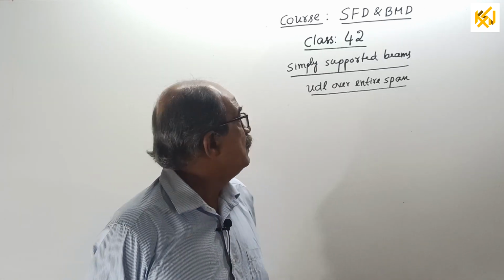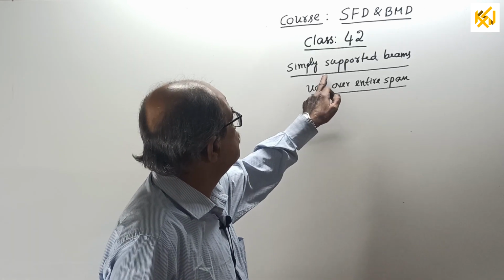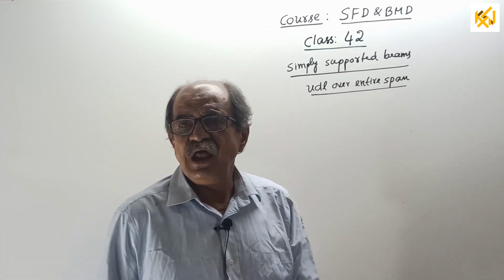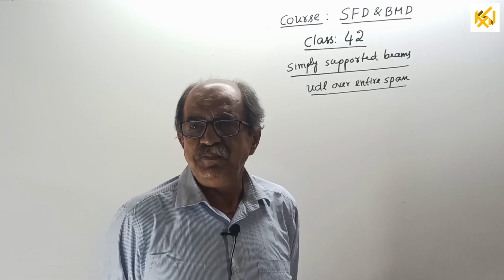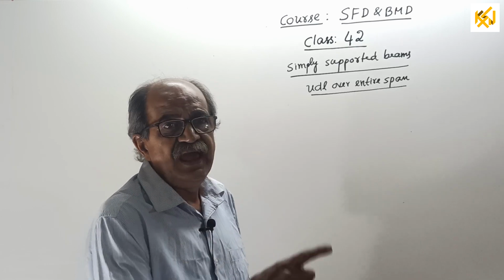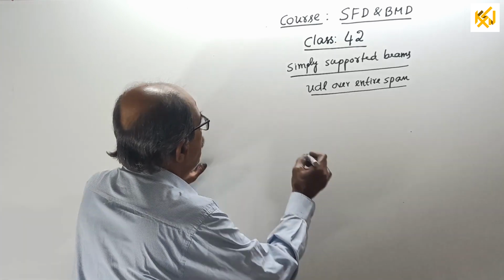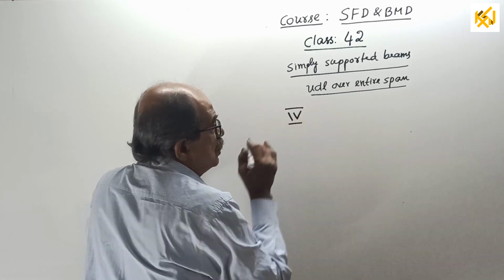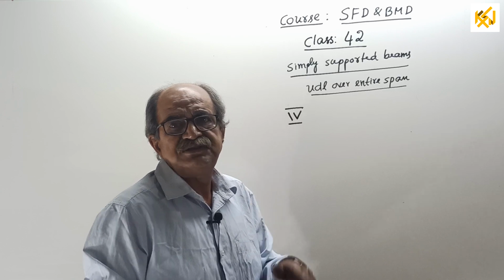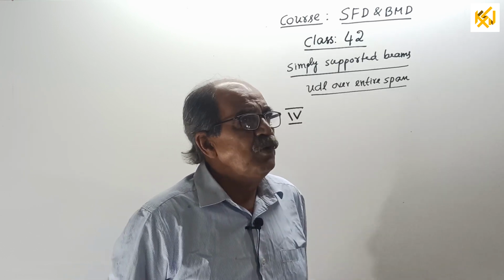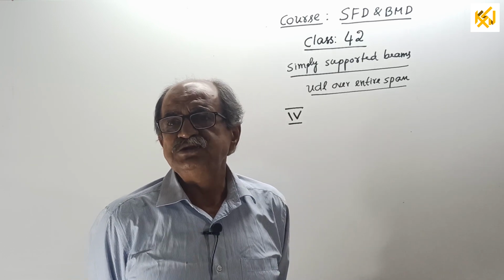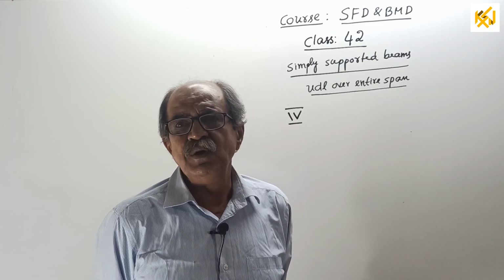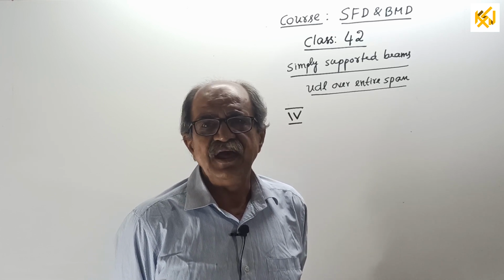Class number 41, I considered simply supported beams with u.d.l over the entire span. Today also same. Do not think that it is a repetition. There, I put, if I remember correctly, Roman 4. Once again I will tell you. Roman 1 stands for central point load. Roman 2 stands for two symmetrical point loads. Roman 3 for eccentric point load. Roman 4 for u.d.l for the entire span.